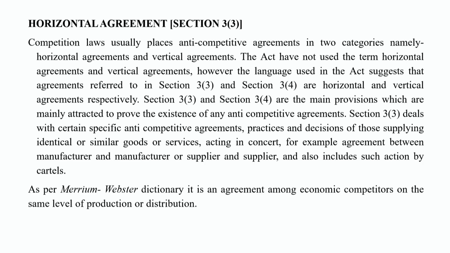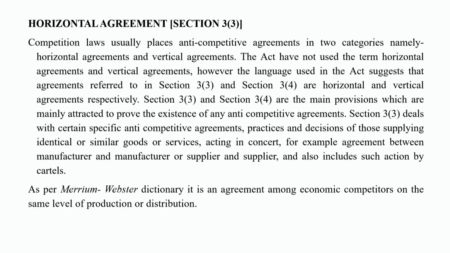The definition of horizontal agreement or vertical agreement is not given under the Act or anywhere. But the general meaning of horizontal, what we are discussing, is an agreement between the same level of a supply chain, in a different supply chain.